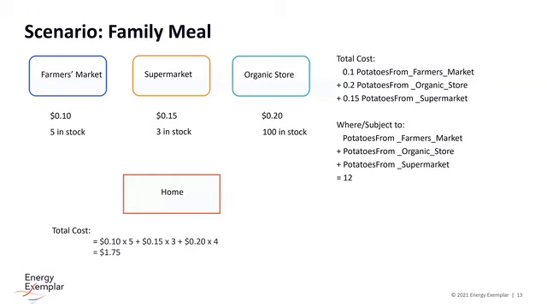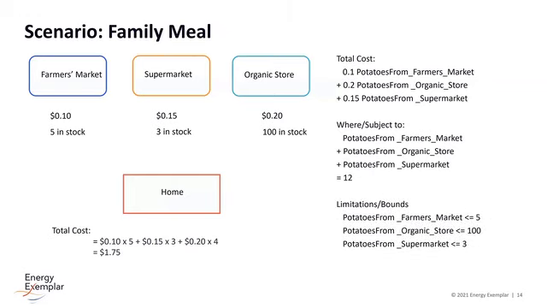And then finally, we also have some limitations or bounds in this particular case. Because of the fact that there's limited stock in the various markets, we can't go and buy as many as we want from the supermarket. In fact, we have to buy less than or equal to 5 from the market, and then similarly as you work down.